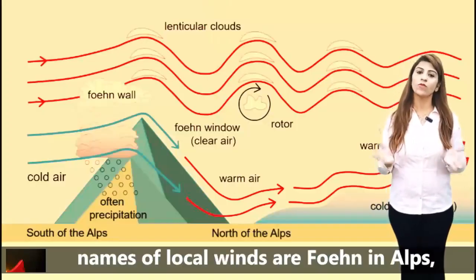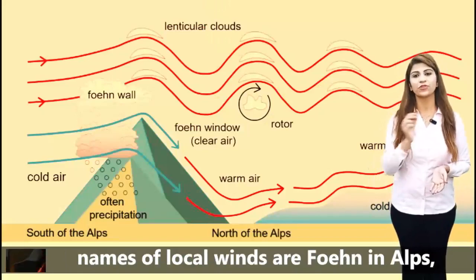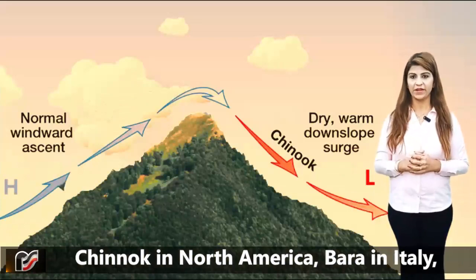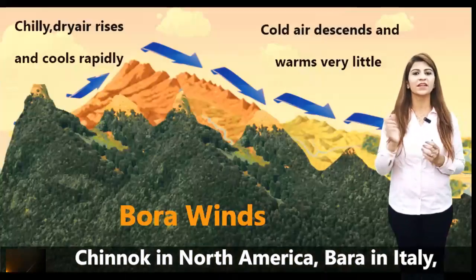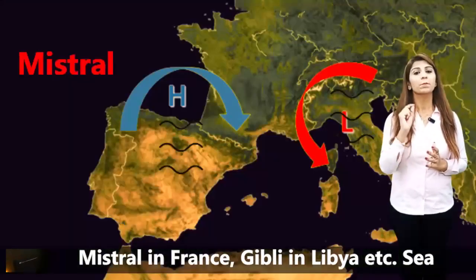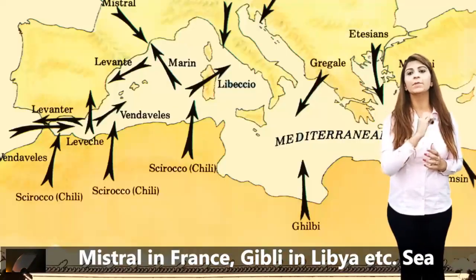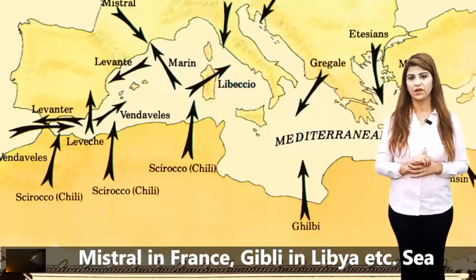Other names of local winds are Foehn in Alps, Chinook in North America, Bora in Italy, Mistral in France, Ghibli in Libya, etc.